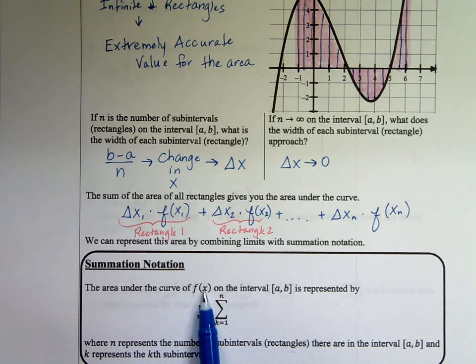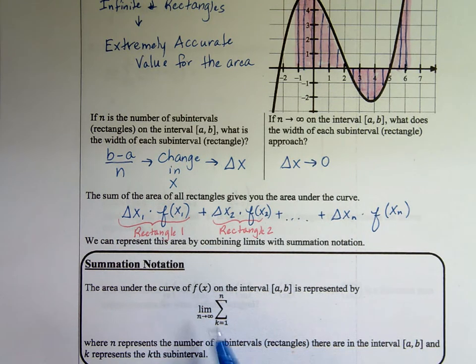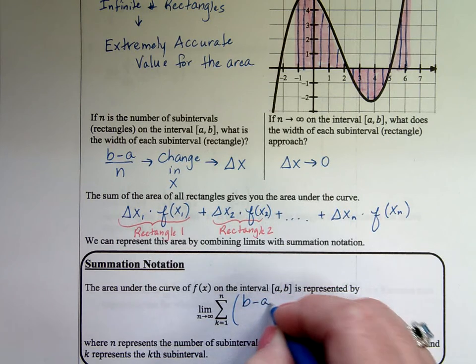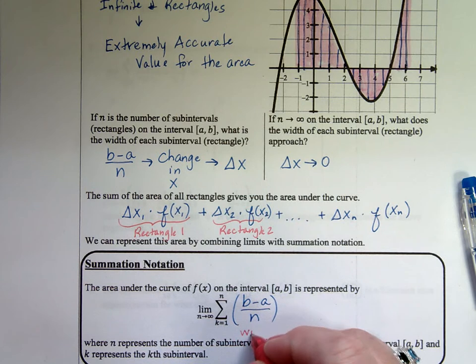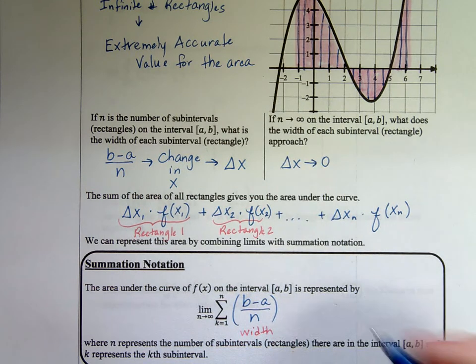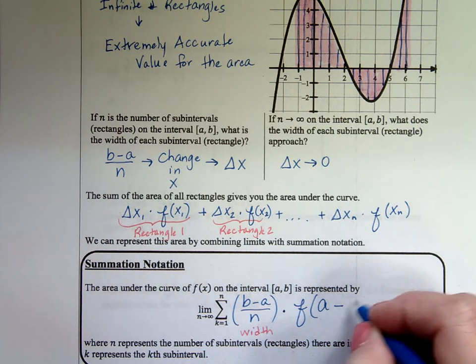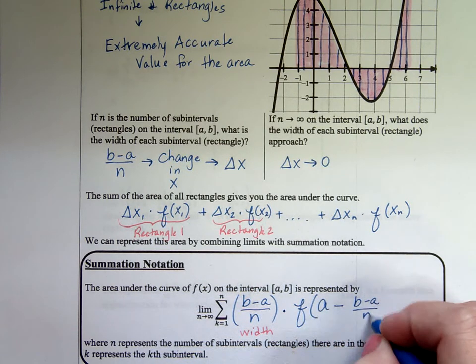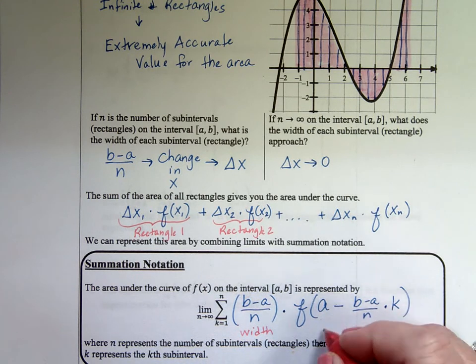The area under the curve of f of x on the interval a to b is represented by limits. We're not done with limits yet, because how many rectangles could you have? An infinite number of rectangles. So my limit as the number of rectangles gets closer to infinity equals this: b minus a over n. Isn't that the width of my rectangle, my delta x, times f of a minus b minus a over n times k. And you're like, what the heck is that? And I will show you.